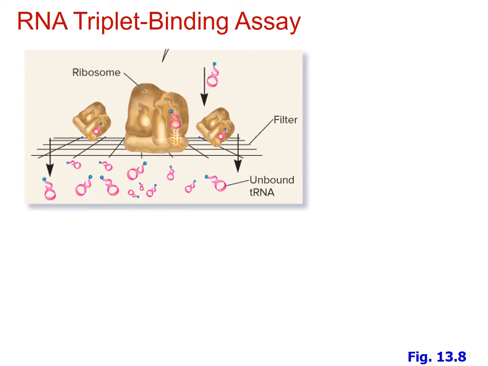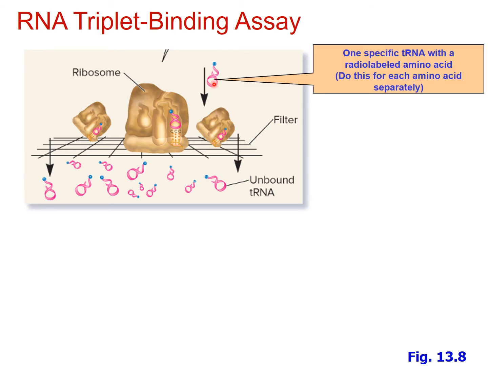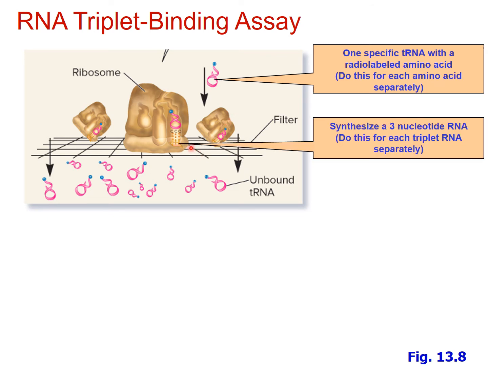So what's done here? We have a ribosome now, and these are purified components. We have particular transfer RNAs with radioactive amino acids on them, filter paper again, and then we have one transfer RNA that's radio-labeled. You have to do this separately for each amino acid. And then we have a 3 nucleotide RNA, which is why they're called triplet RNA. You have to have each one of these separately, so you start seeing that the combinations are pretty large.